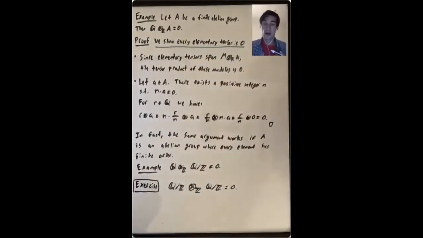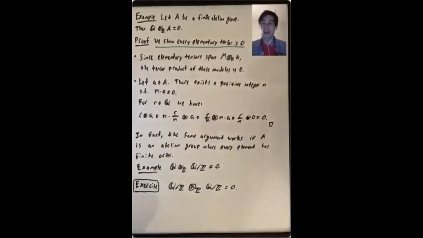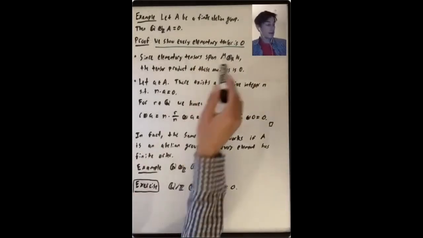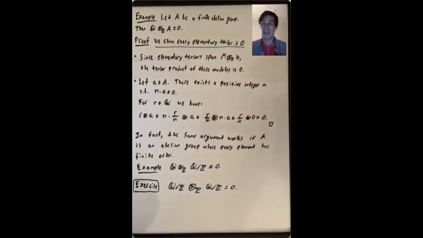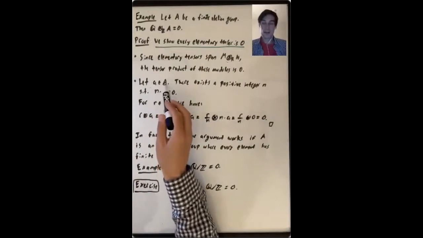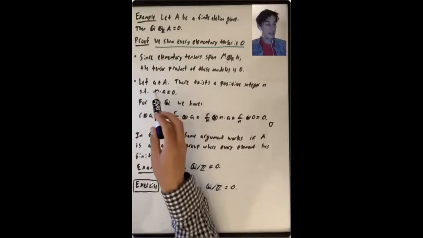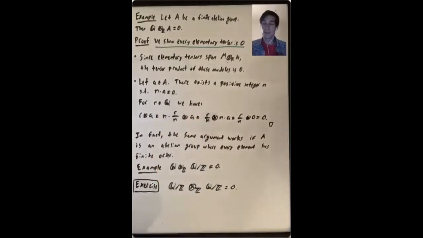Because the tensor product is generated as an R module, in this case a Z module, by elementary tensors. If we know that every elementary tensor is 0, the entire tensor product is also 0. So let's take any element a in our finite abelian group. We know that there exists some positive integer n such that n times a equals 0. And now let's take any rational number r.